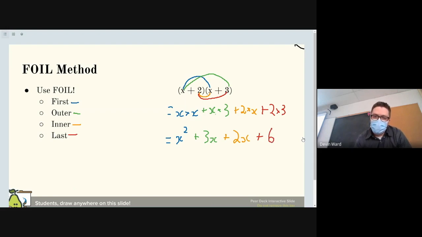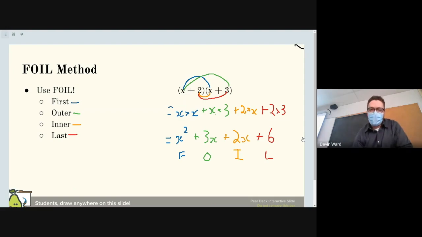So you have your first, outer, inner, last. You multiply the first two together, the outside two together, the inside two together, and then the last two together. Okay, does that make sense? Everyone okay with first, outer, inner, last?